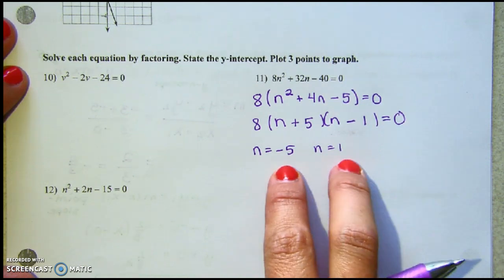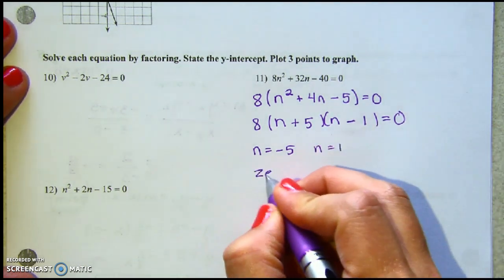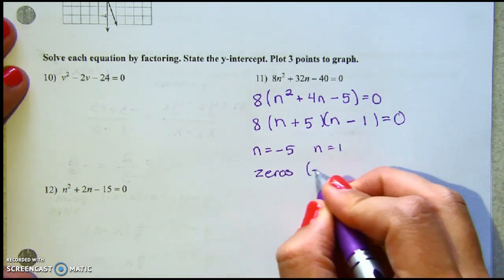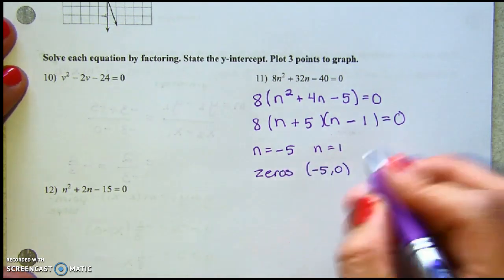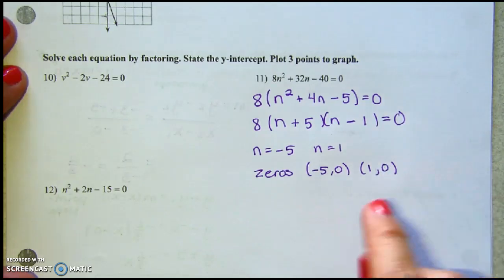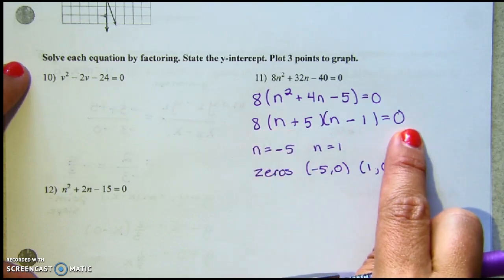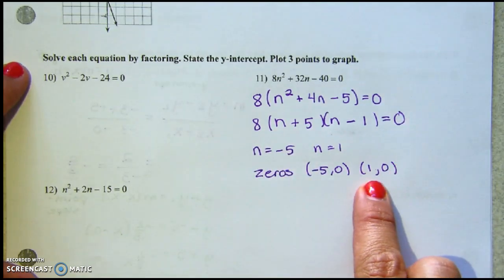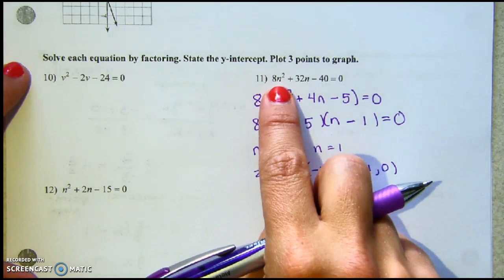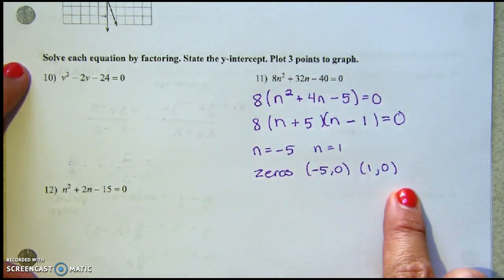Those x values give you a y value of 0. Do you remember these? These are called zeros. They are -5, comma 0, and 1, comma 0. So when x is -5, this would be 0 and would make the whole equation 0. And if you plugged in 1, it would be 8 plus 32 minus 40, which equals 0. So these are called zeros.